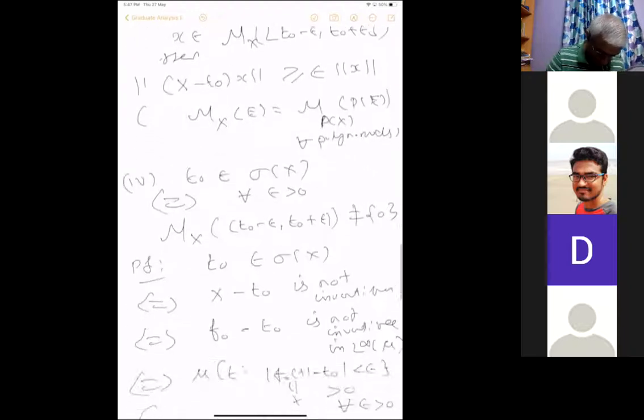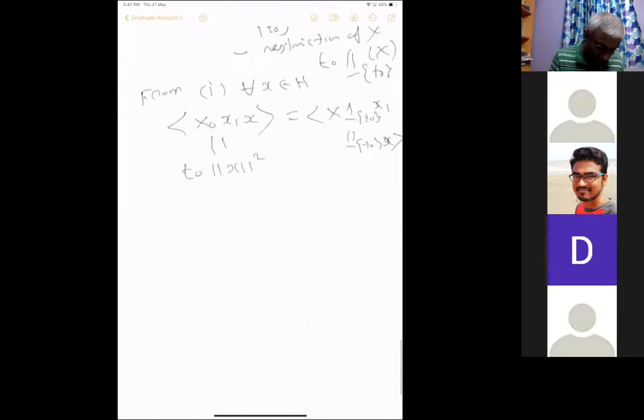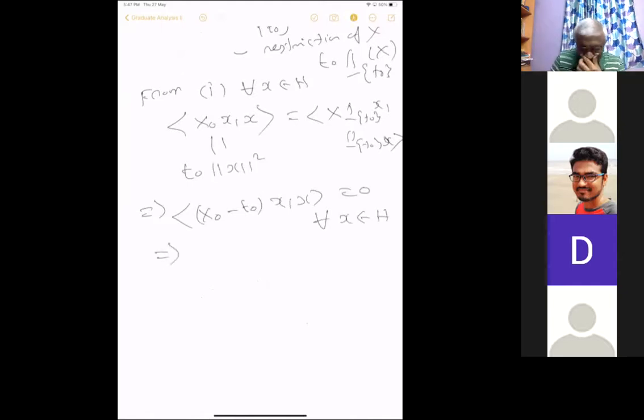Okay. So this is equal to t naught times norm x square. Okay. So this implies what? x naught minus t naught x, x equals 0 for all x in H. But then any operator in a complex Hilbert space is determined by this quadratic form. Okay? You know this.